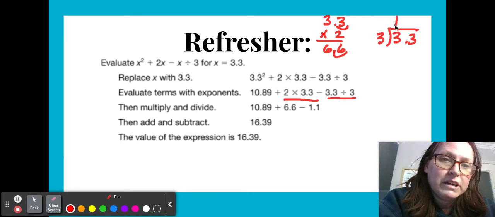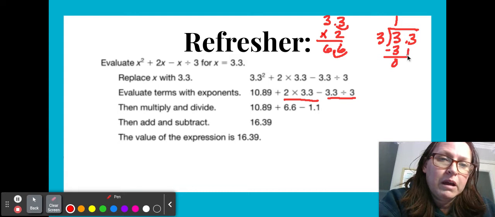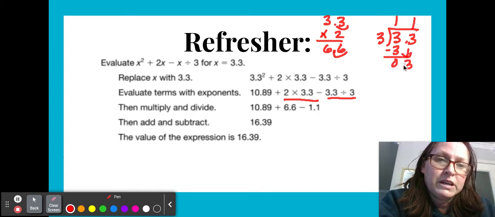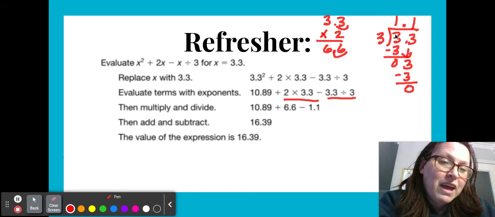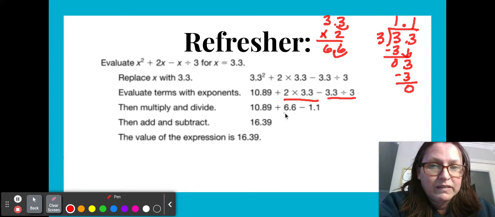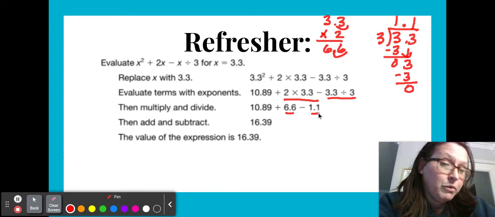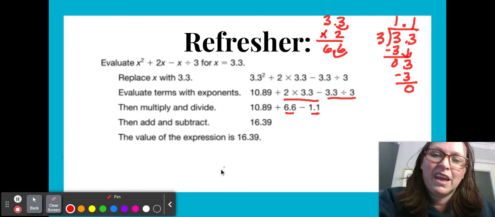3 goes into 3 one time. 1 times 3 is 3. 3 minus 3 is 0. I bring down my 3. 3 goes into 3 one time. 1 times 3 is 3. 3 minus 3 is 0. Now all I have to do is bring my decimal up into the answer, and now I am done with that one. So I have 6.6 right here, and I have 1.1 right here.